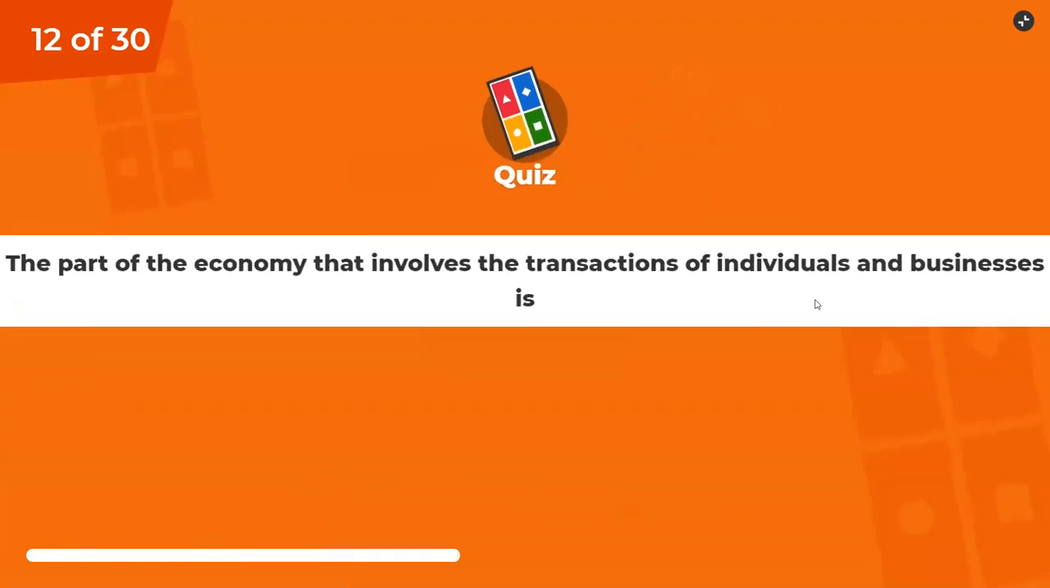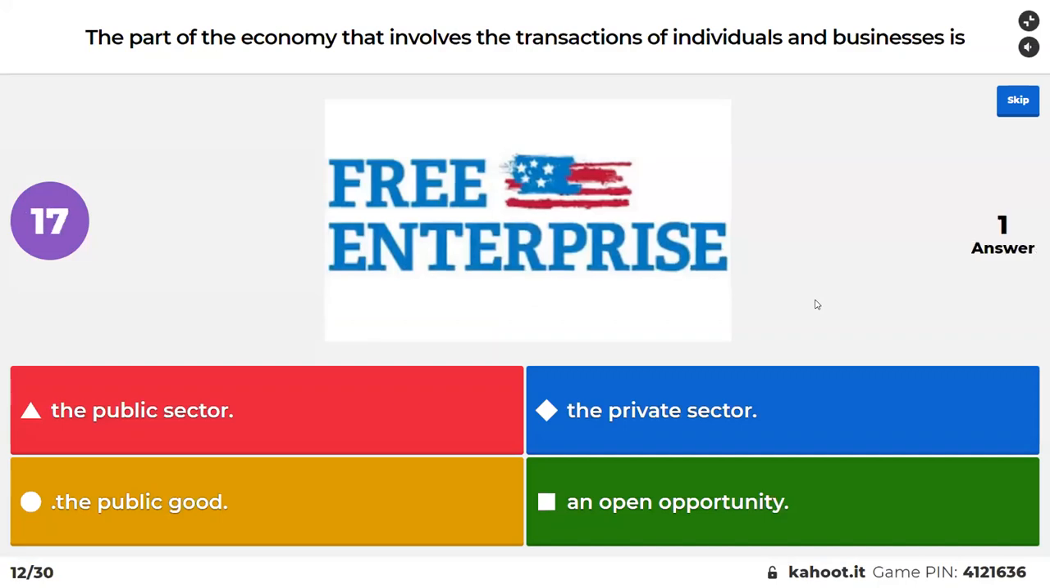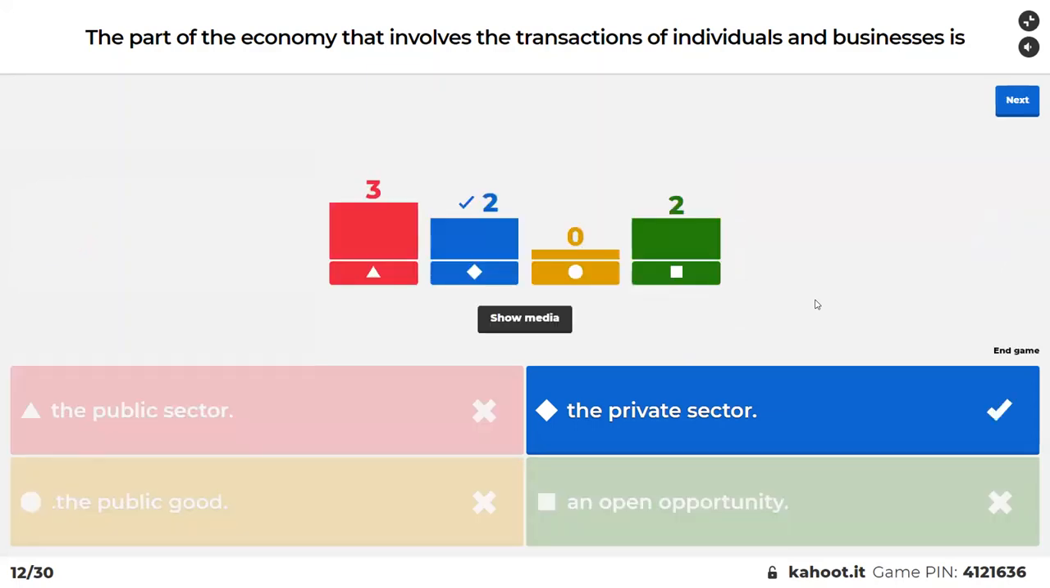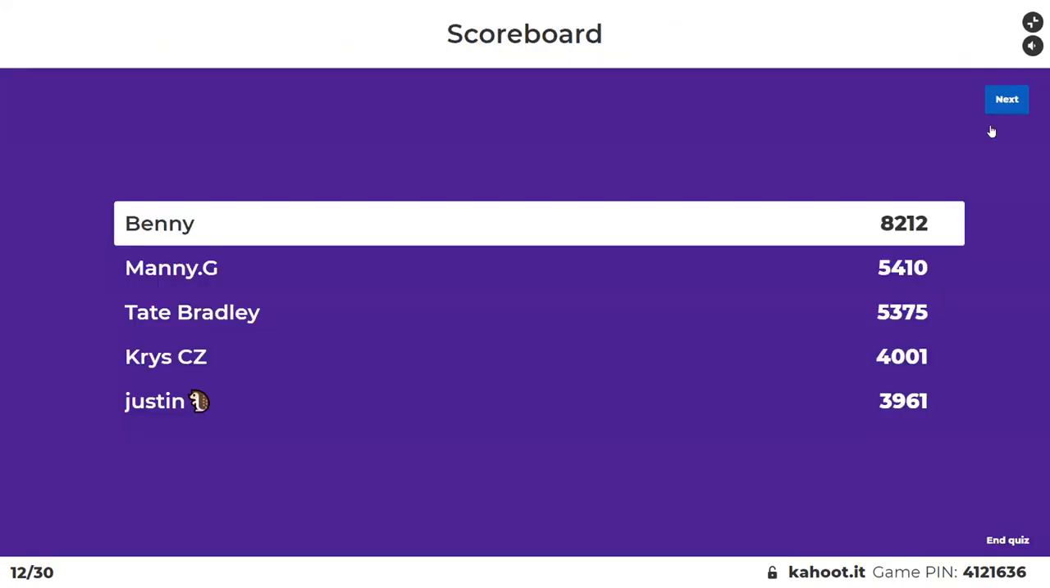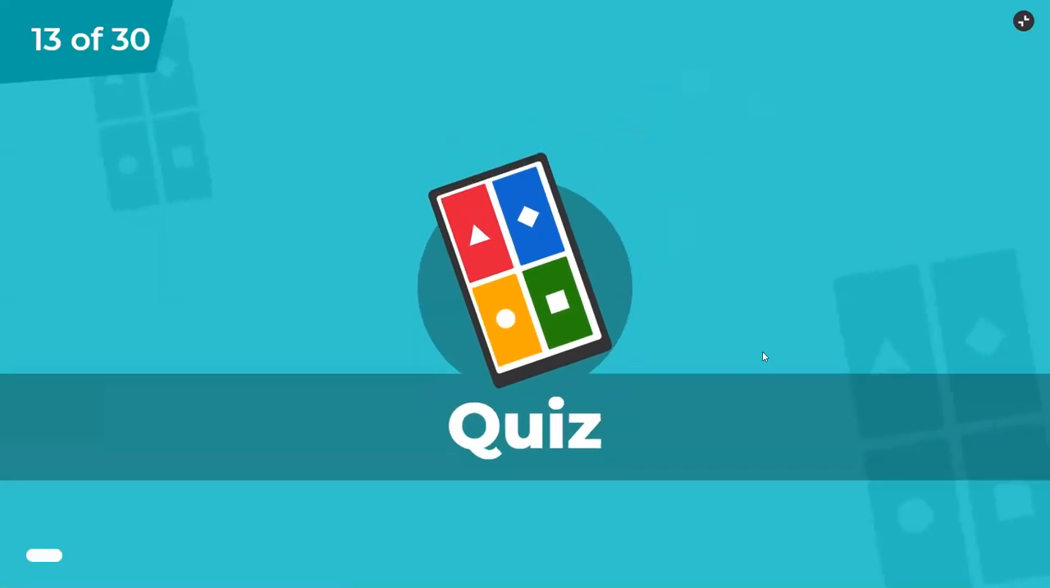All right, the part of the economy that involves the transactions of individuals and businesses. Very good. Private sector. So private sector transactions of individuals and businesses for a profit. Remember, the private sector is run for a profit.